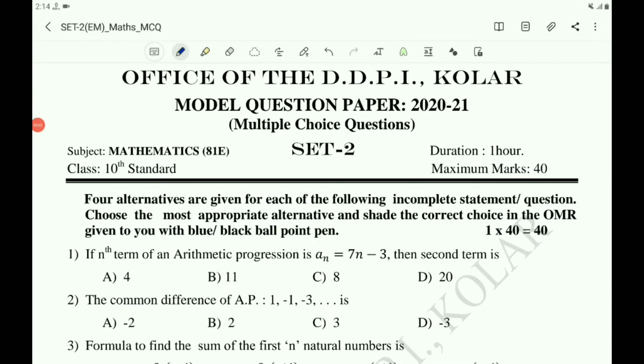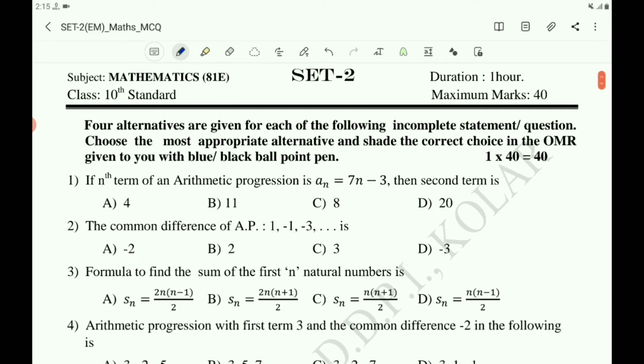Children, this is the second model question paper of multiple choice questions given by the Office of the DDPI, Kolar. Now let us solve these questions.